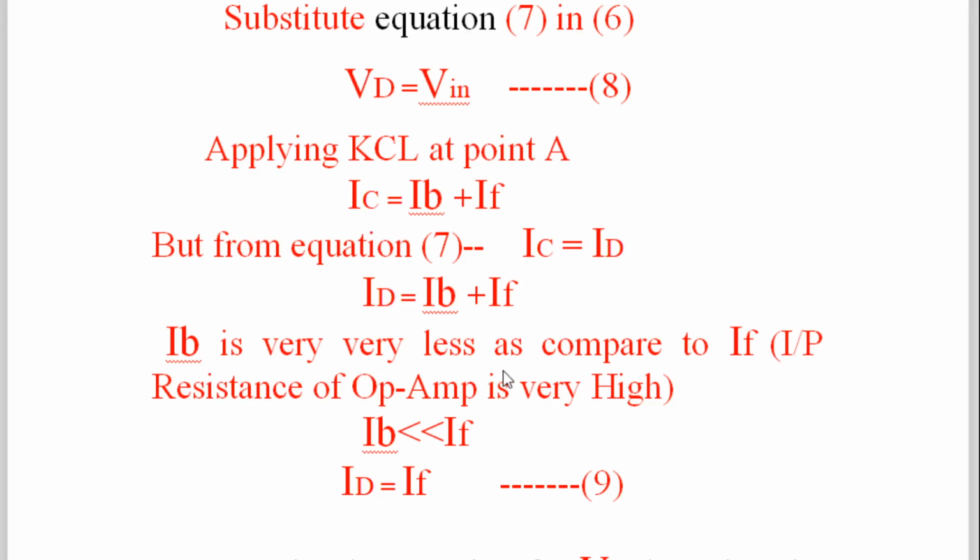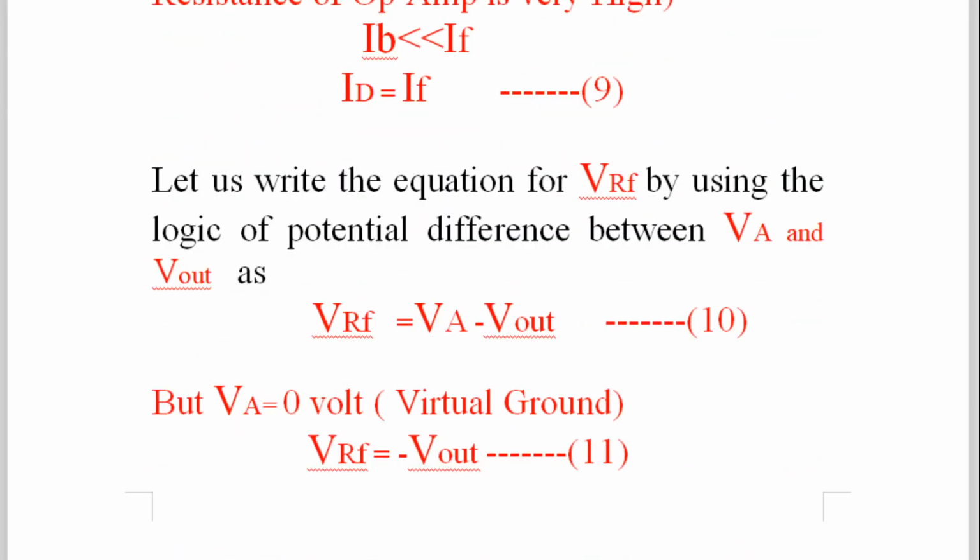So IB is very low as compared to the feedback current IF. The reason is that the input resistance of the op amp is very high. Therefore, the small value of IB can be neglected in comparison with the large value of feedback current IF. So IB is very small. Therefore, ID equal to IF, and this will be equation number 9. So ID equal to IF. Now let us proceed next.